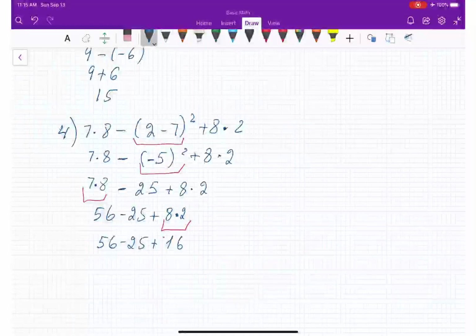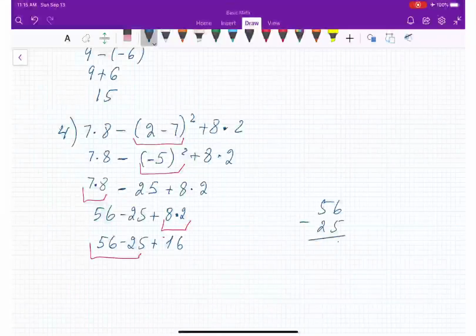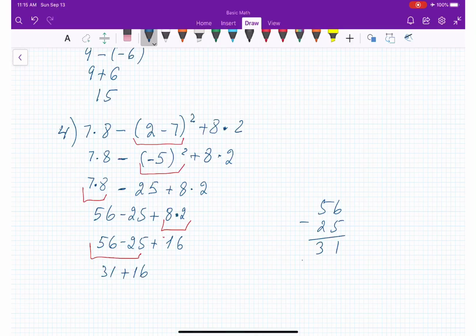Okay, next we are doing subtraction. So 56 minus 25. 6 minus 5 is 1, 5 minus 2 is 3. 31 plus 16. Let me add 16. 1 plus 6, 7. 3 plus 1, 47. Okay?